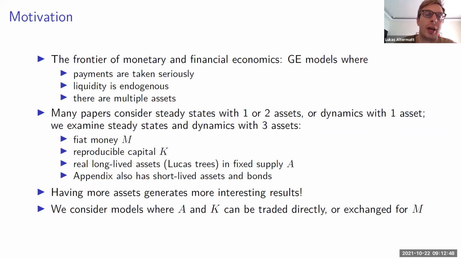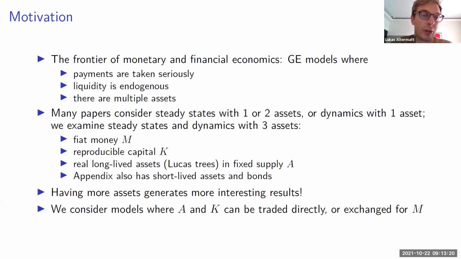The current frontier of models in monetary and financial economics are general equilibrium models where payments are taken seriously, liquidity is endogenous, and there are multiple assets. There are already many papers that consider steady states with 1 or 2 assets or dynamics with 1 asset. But we want to go a step further. We have a model with 3 assets, and we examine both steady states and dynamics, so we go beyond current work on both dimensions.